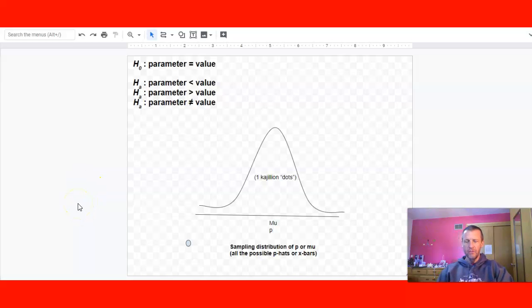All right, p-values, and what do they mean in terms of a hypothesis test or a significance test? Here's the idea.